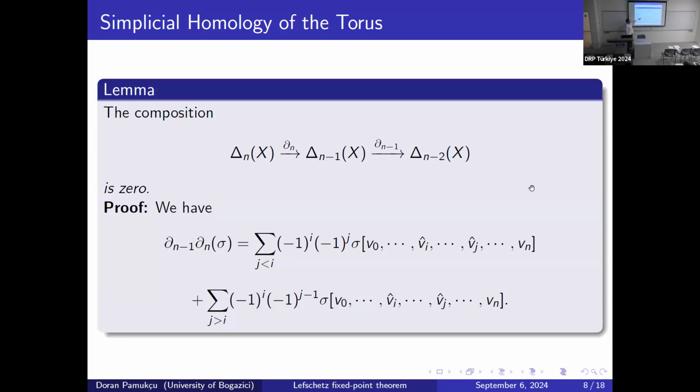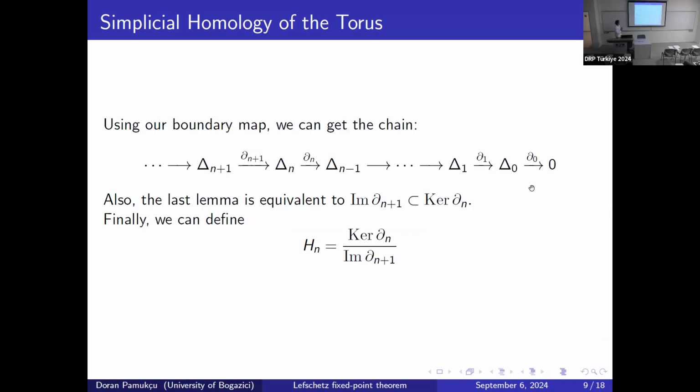This is a sigma, this is an n-chain, for example. And if you look at this, these two terms look almost identical, but there's a minus sign difference between them, so they cancel out and give us a 0. So yeah.